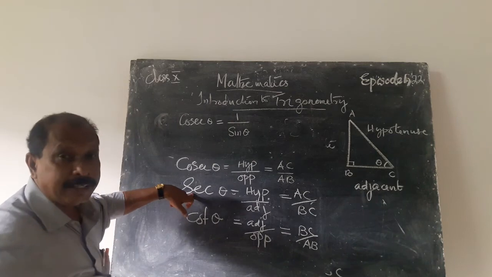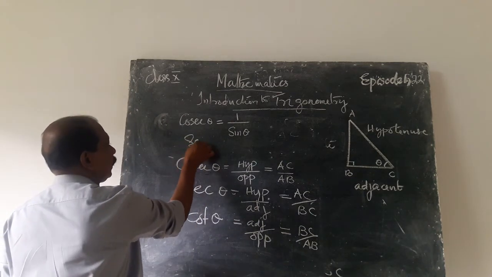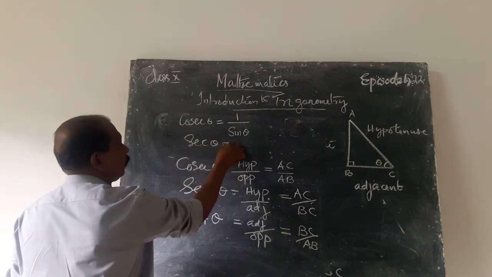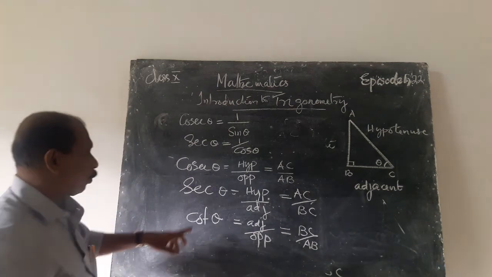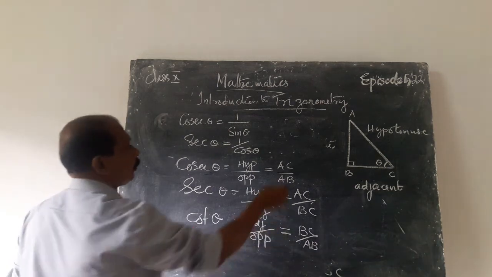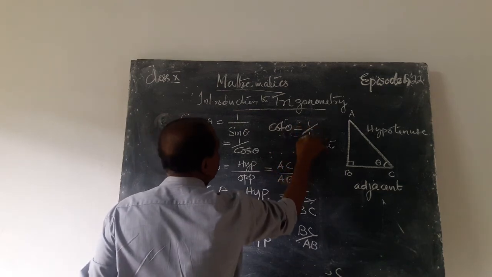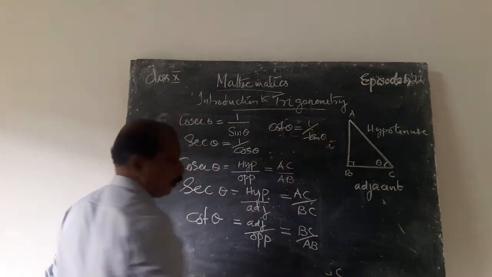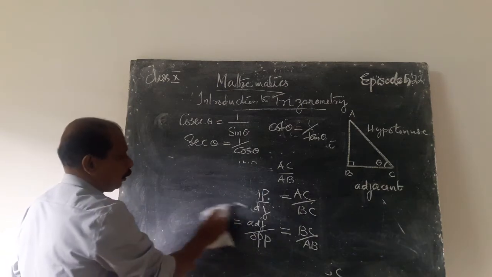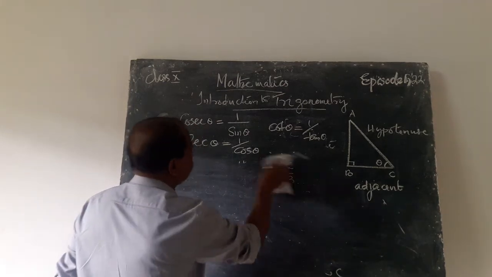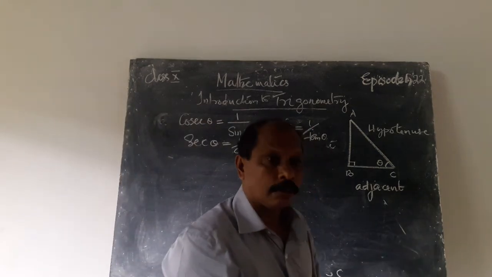And sec theta is the reciprocal of cos theta. Therefore, sec theta is equal to 1 by cos theta. And cot theta is the reciprocal of tan theta. Therefore, cot theta is equal to 1 by tan theta. Clear? That is, 1 by sin theta is equal to cosec theta. 1 by cos theta is equal to sec theta. And 1 by tan theta is equal to cot theta.